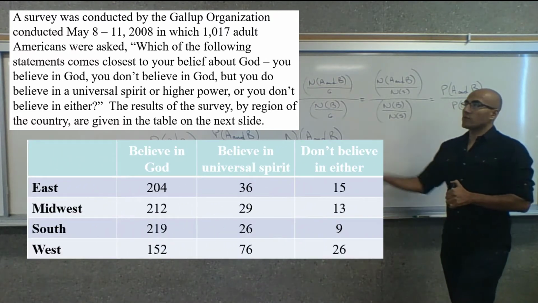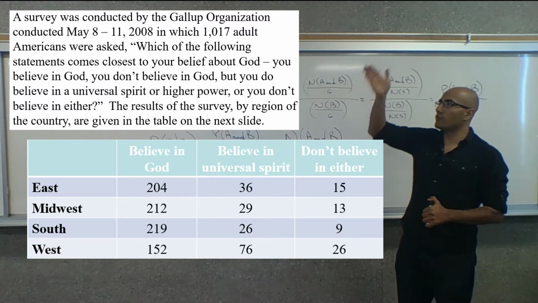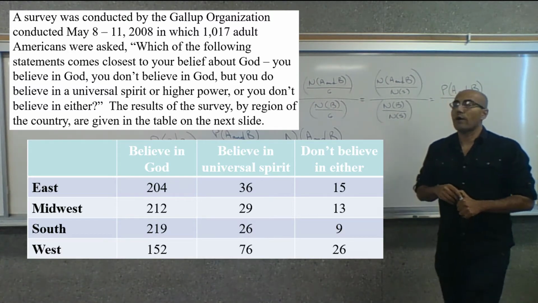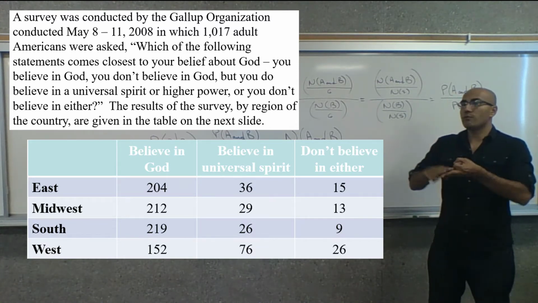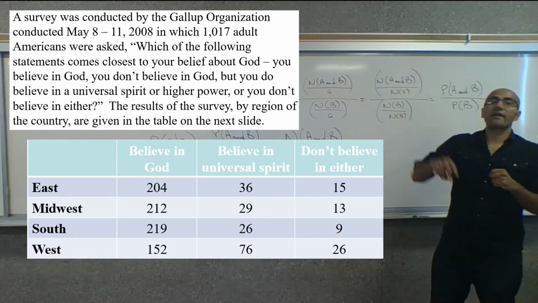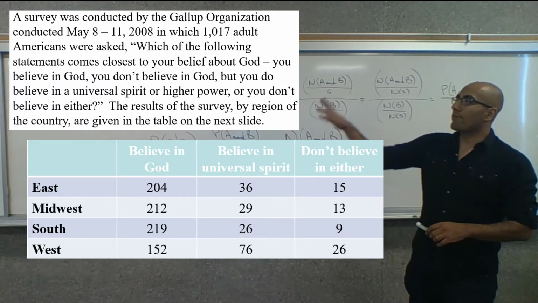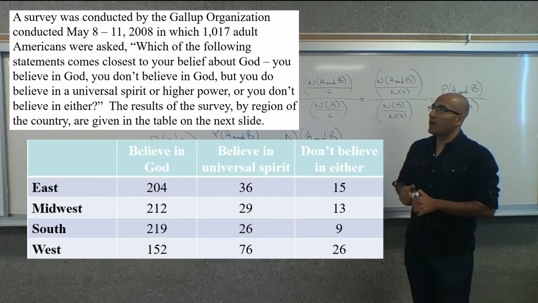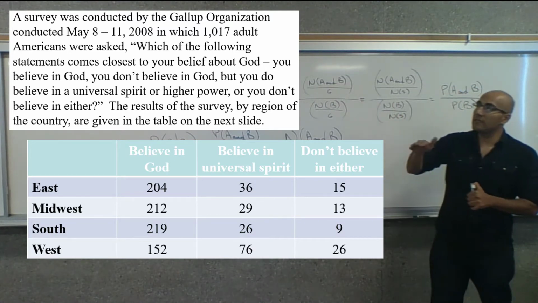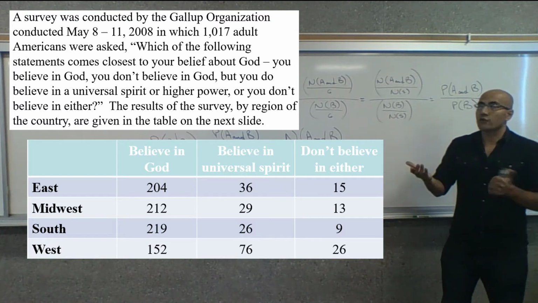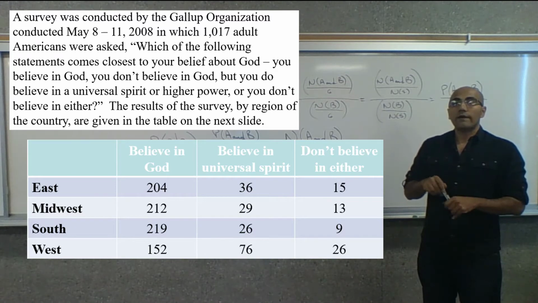So here's the table. Let's look at this table, make sure we understand it. So in the rows, we have the possible questions they ask. Do you believe in God? Do you believe in some sort of spirit? Do you believe in neither? Okay? And it's broken down by regions of the country, the East Coast, the Midwest, the South, the West. So for instance, in the East and believe, 204 people live in the East and believe in God in this survey. 9 people don't believe in either and live in the South. Right? That's what that's saying.